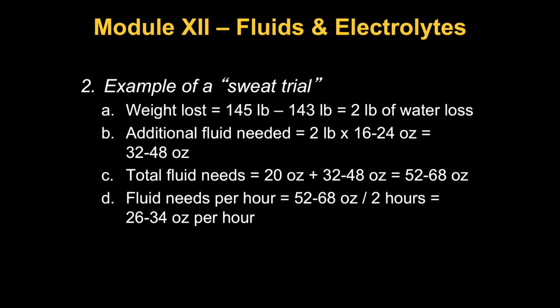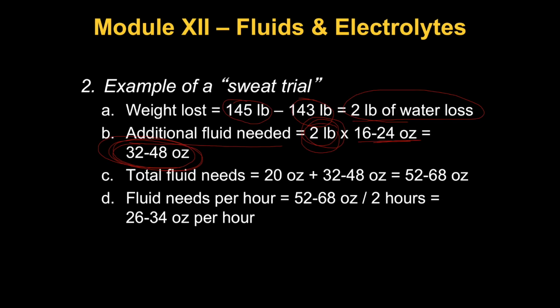So I perform a sweat trial, and this is what I come up with. I determined that before they exercised, they weighed 145 pounds. After they finish their exercise, I see that they weigh 143 pounds. So that stands for a 2-pound loss of water. Now, as far as additional fluid needed, what we want to do is take our 2 pounds of water loss here, multiply that by our ounce range of 16 to 24 ounces, which gives us 32 to 48 ounces of water that the person needs to consume in order to compensate for the 2-pound loss.